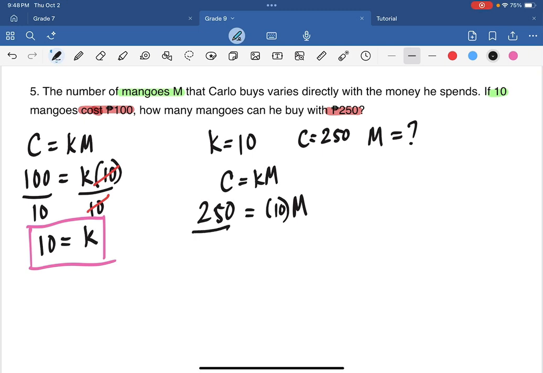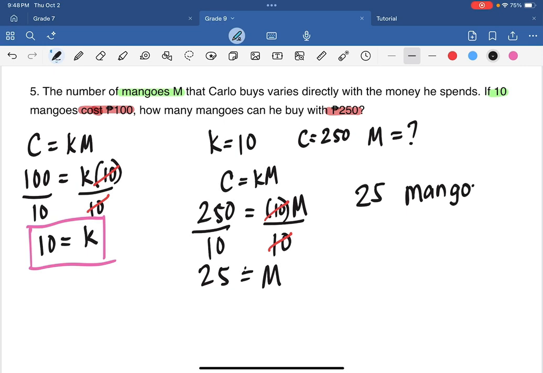So divide both sides by 10. Cancel. So we are left with M for mangoes. And 250 divided by 10 is 25. That means there are 25 mangoes worth 250 pesos. And that ends our discussion for today.